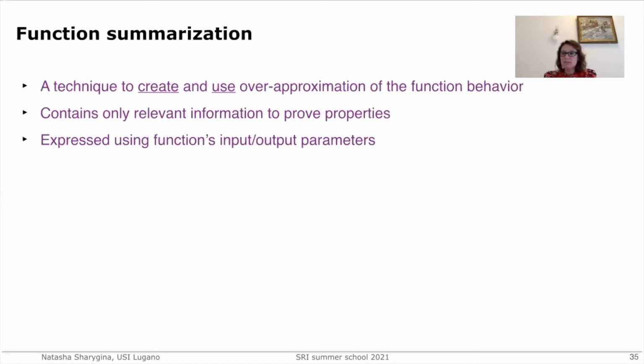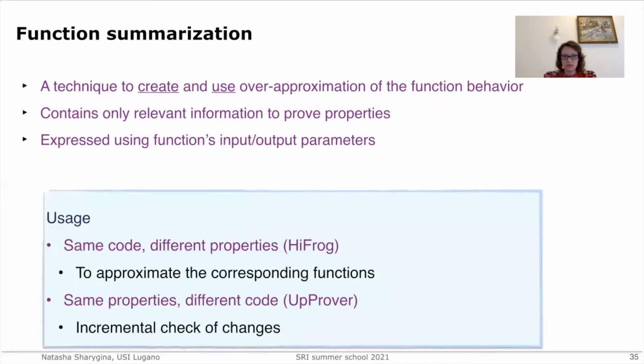To understand it, let me explain to you how exactly it's done. Function summarization is a technique which creates and uses approximations of a function's behavior. It contains information which is only relevant to prove properties. All other information is simply dropped. And it's expressed using the function's input and output parameters. And it is used, as I already mentioned, in both scenarios, when we verify the same code but different properties, or we verify different systems but against the same properties. These two scenarios are addressed by the tools which we are going to see in this lecture series, HiFrog and UpProver.